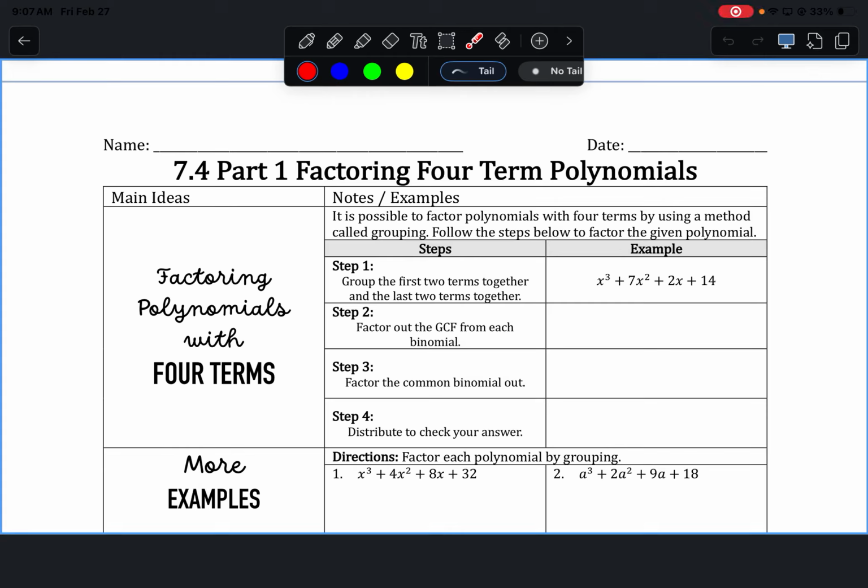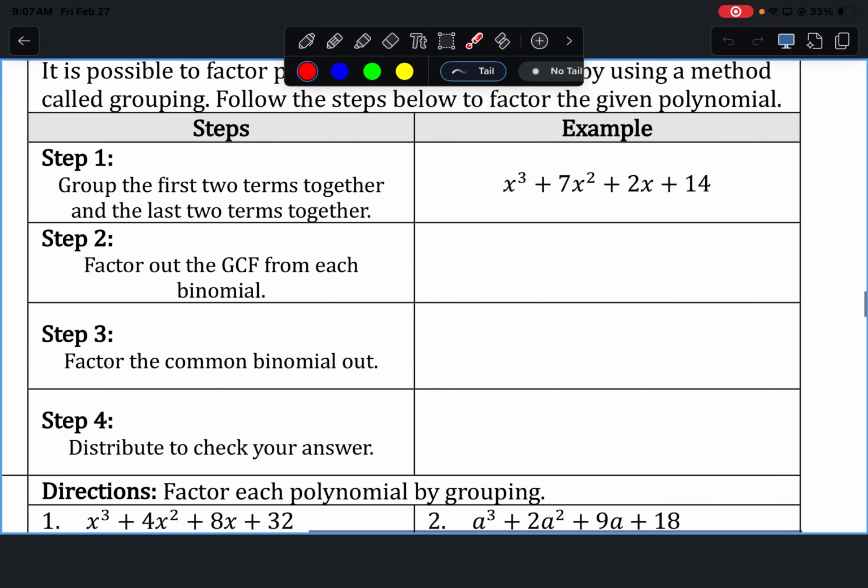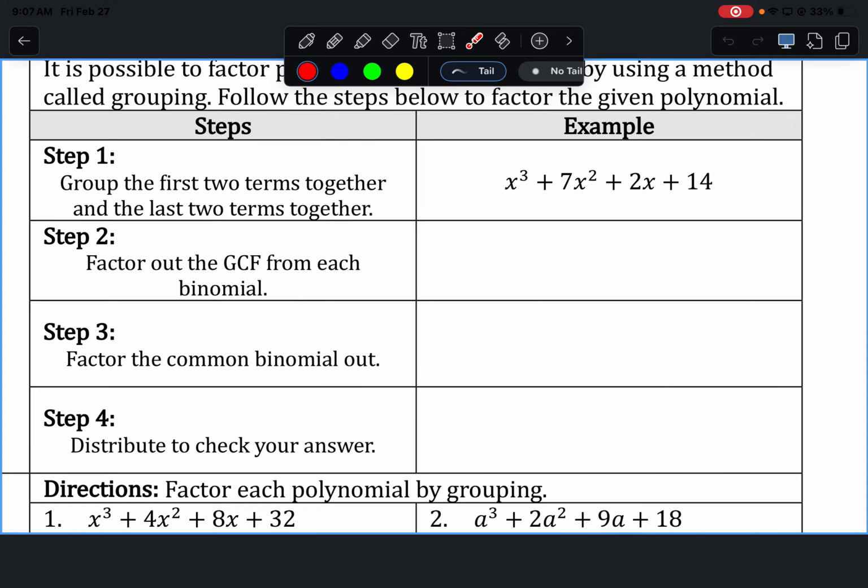Just to go ahead and look at this, whenever you're factoring 4-term polynomials, you can use a method called grouping. And what grouping essentially is, is using GCF twice, okay? So we're going to look at an example of factoring polynomials with grouping, okay? The first thing we do is group the first 2 terms together and the last 2 terms. So we're going to look at x cubed plus 7x squared plus 2x plus 14. Okay, those are what we're grouping together.